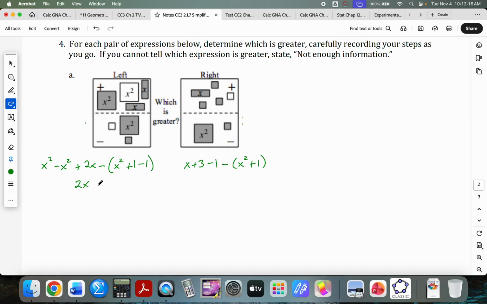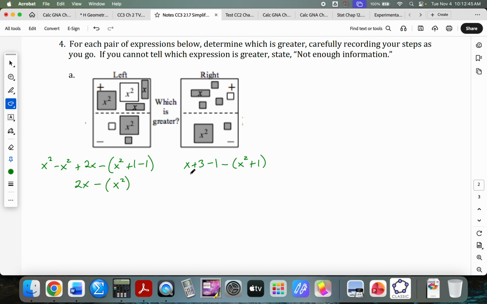So this is just going to be 2x minus, what about inside the parentheses? Yeah, the 1 and the negative 1 add out, so that's just going to be x squared. Simplifying first is always a good idea. Always, always.